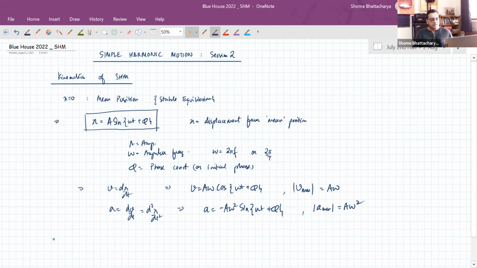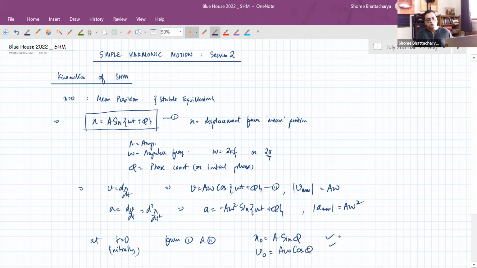Okay. Now the next important thing that we've seen is that if you take equations 1 and 2, you can see that at t equal to 0, from equation 1 and 2, the initial position is A sin phi, and the initial velocity is A omega cos phi.